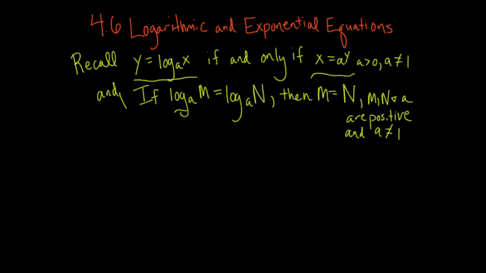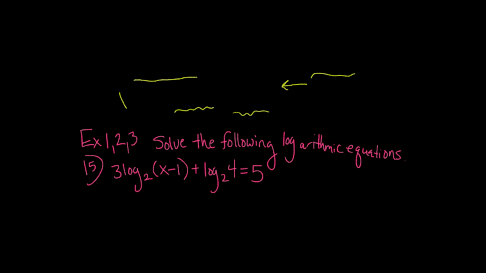Also, if you know you have the same base, log base a of m and log base a of n, then you can assume that m is equal to n. This actually works the other way. If m is equal to n, you can go back this way and assume then that log base a of m is equal to log base a of n. That's applying the natural log to both sides of an equation, which I mentioned in class, and we'll talk about that.